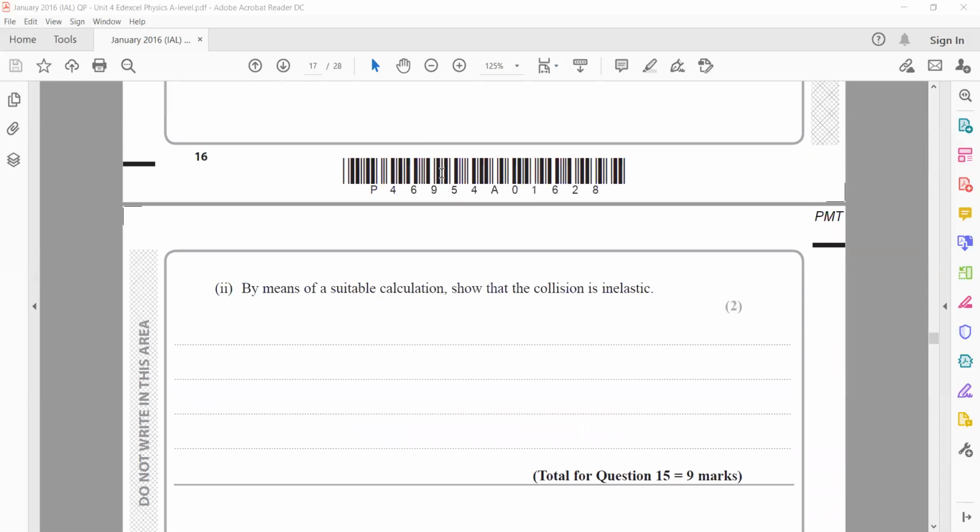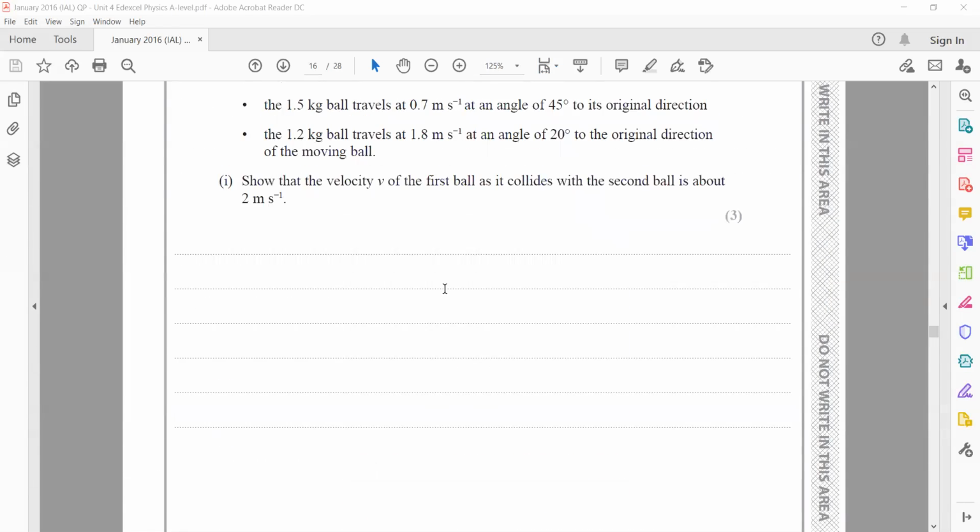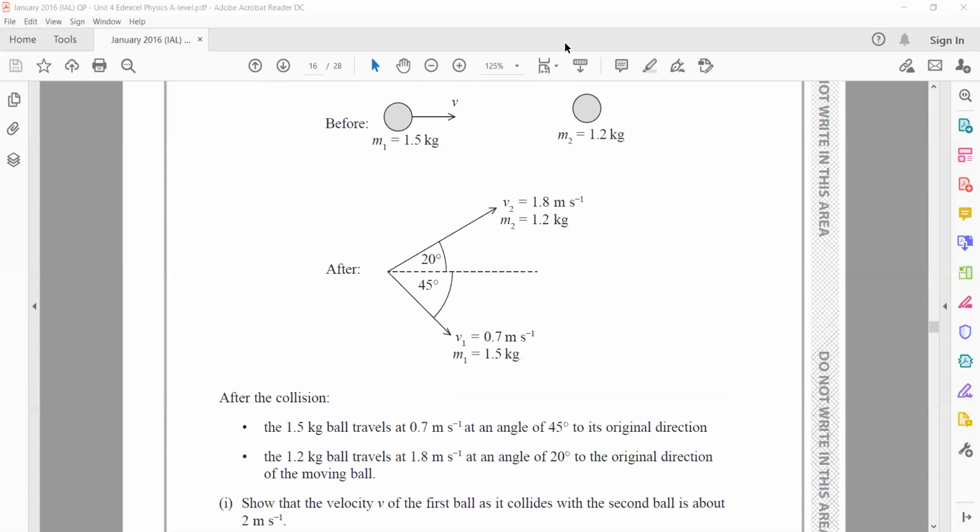By means of a suitable calculation, show that the collision is inelastic. So if you want to show the collision is inelastic, the kinetic energy before collision is not the same as the kinetic energy after collision. But when you are using kinetic energy, you don't have to bother about the angles. Why? Because energy is a scalar quantity, so direction does not affect its magnitude, or direction does not have any significance to it.